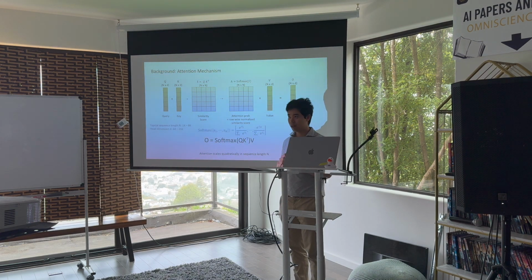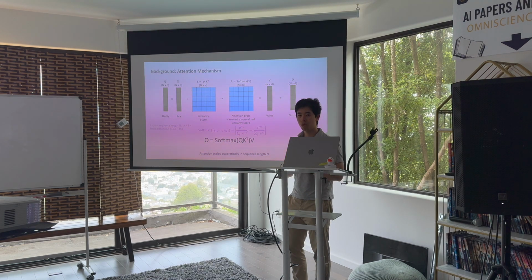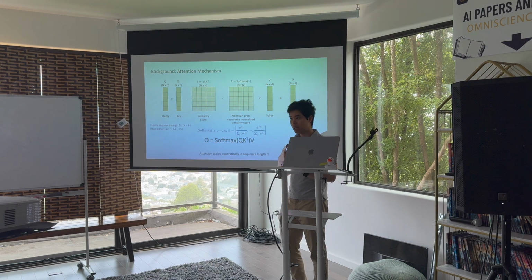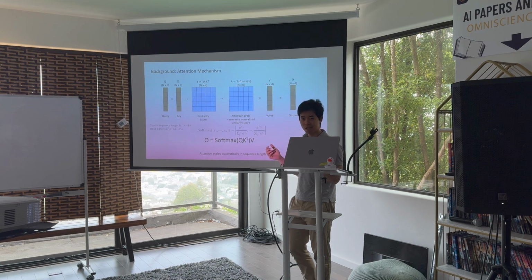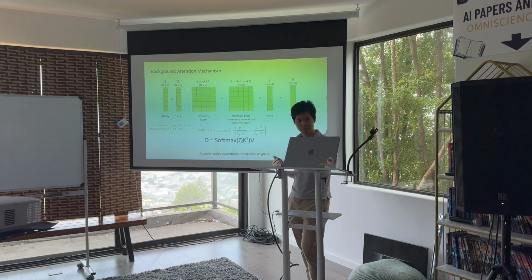This is why, ever since Transformer came out in 2017, tons and tons of folks have been working on making attention faster, approximating in various ways. Because it scales quadratically in sequence length n. So if you double the sequence length, you need to do 4x more computation and 4x more memory.